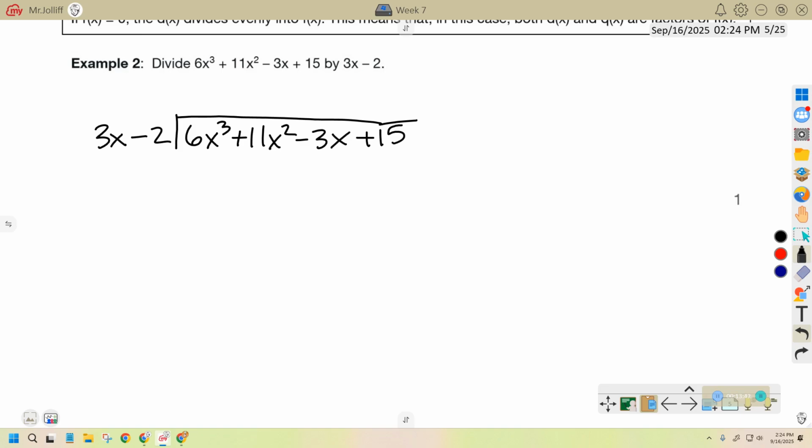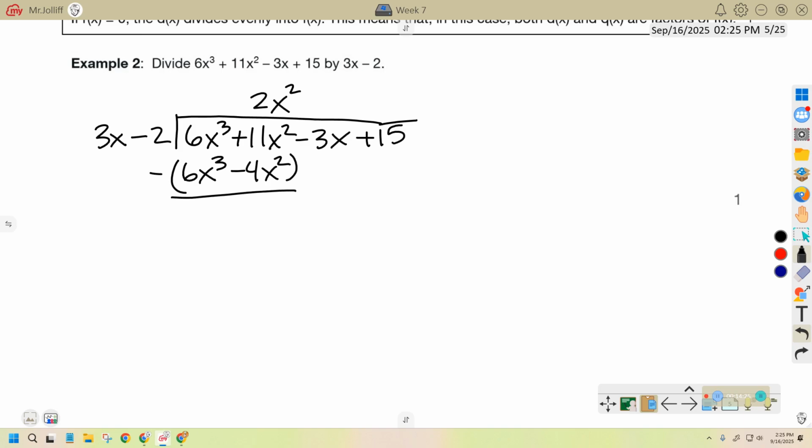So that 3x. 3 goes into 6 twice. X divides into x cubed. I'm going to get an x squared. So I'm dividing the 6x cubed by the 3x. And then I multiply. 2x squared times 3x is 6x cubed. 2x squared times negative 2, negative 4x squared. Assuming I did that correctly. Good. And then I subtract.